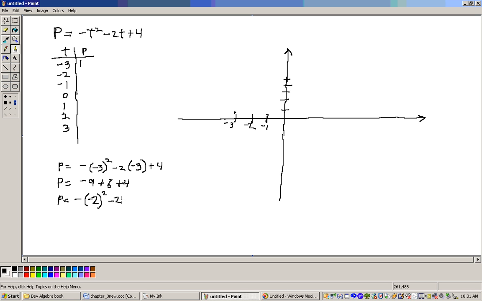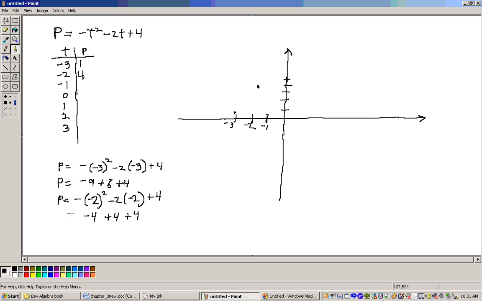minus 2 times t, which is negative 2, plus 4. And if you work this out, negative 2 squared is 4, the opposite of that is negative 4. Negative 2 times negative 2 is plus 4. And I have another plus 4. Negative 4 plus 4 is 0, plus 4 more is 4. So I have a point at negative 2, 4. That would put me right about here.